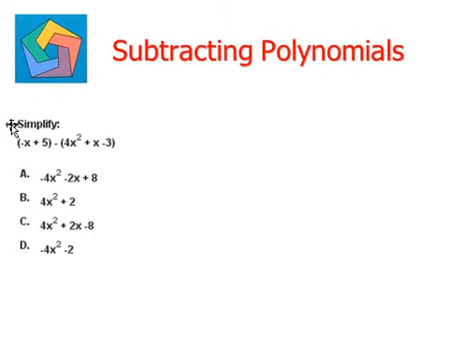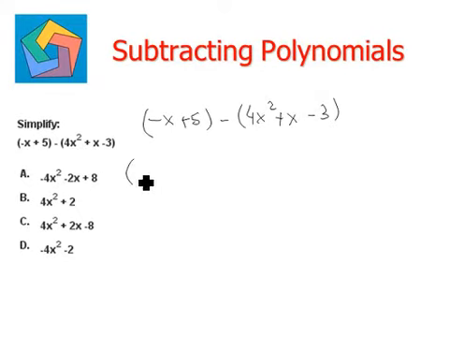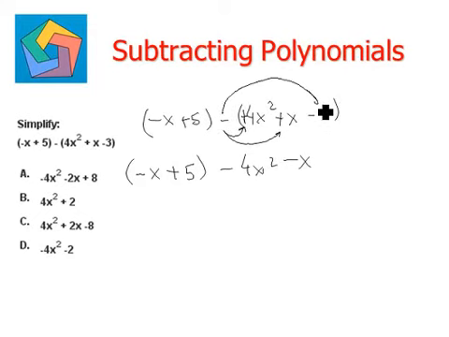Let's look at the next example. Negative x plus 5 minus 4x squared plus x minus 3. The first step remains the same. Now a positive multiplied by a negative, we get a negative 4x squared. A negative multiplied by a positive, I get again a negative. And then a negative multiplied by a negative, I get a positive 3.